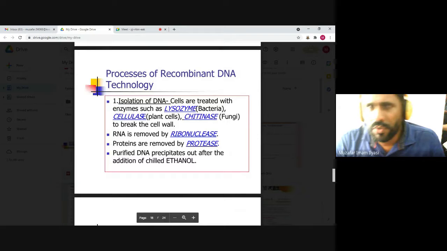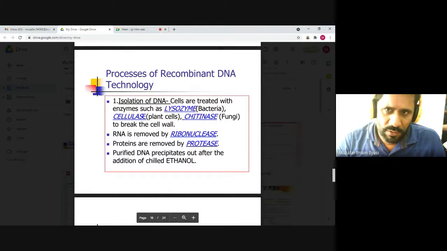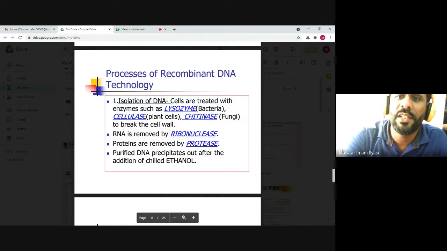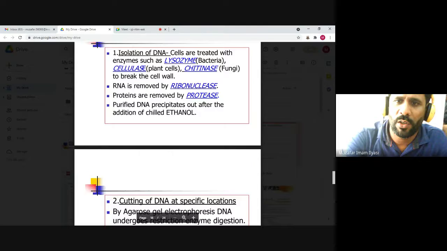Now the discussion about the process of recombinant DNA technology. It may be encompassed under the following heads. First, isolation of DNA. Cells are treated with enzymes such as lysozyme for bacteria and cellulase for plant cells, and chitinase in case of fungi, to break the cell wall. RNA is removed by ribonucleases. Proteins are removed by proteases. Purified DNA precipitates out after the addition of chilled ethyl alcohol, ethanol.